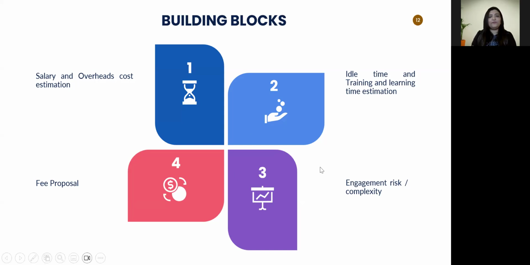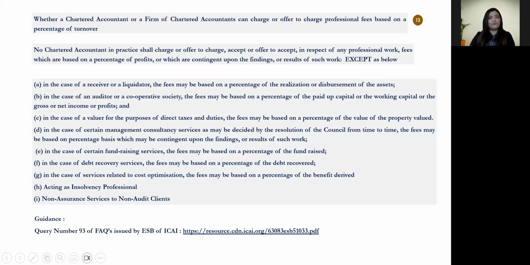Now, a lot of us believe that, as chartered accountants, we can't charge variable fees. Even I was under that impression for a very, very long time, but then it's not so. You can charge variable fees in the case of a receiver, liquidator, auditor of a cooperative society, valuer for the purpose of direct taxes and duties, fundraising services, debt recovery services, cost optimization services, insolvency professional, and most important, non-assurance services to non-audit clients. You're allowed to charge a variable fee. It can be based on the findings or it can be based on a percentage. And this is from query number 93 of the FAQs issued by the ESB of ICAI, and it's here in this presentation.